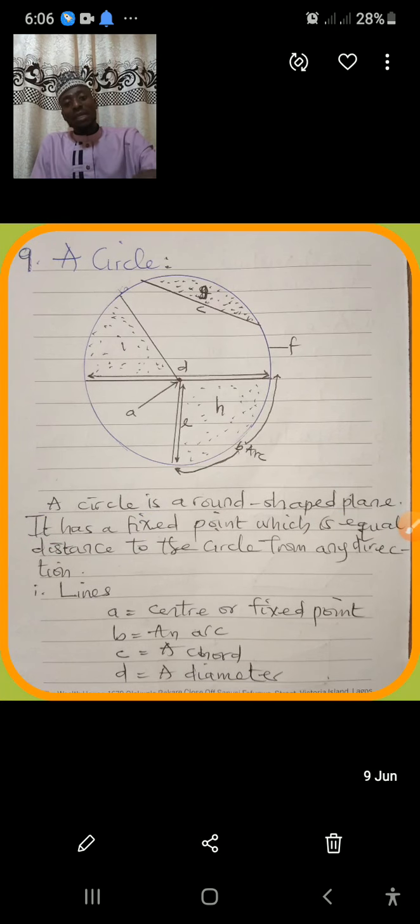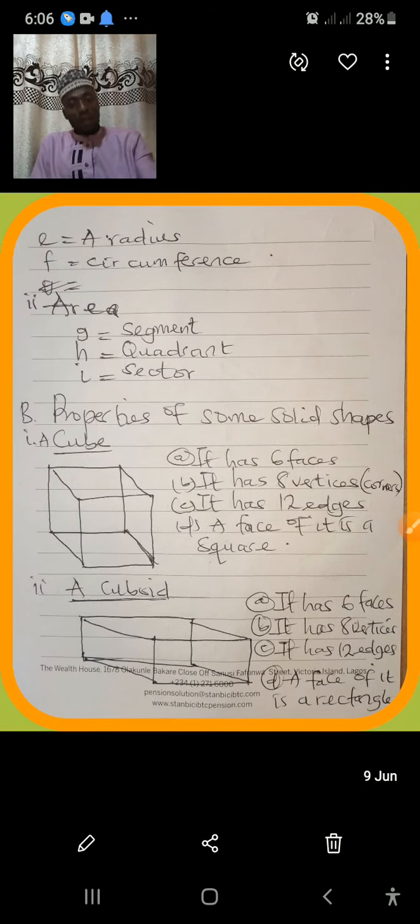Half of a diameter. It can be in any direction, vertically or horizontally. So that is radius. Then the F, I've talked about circumference.